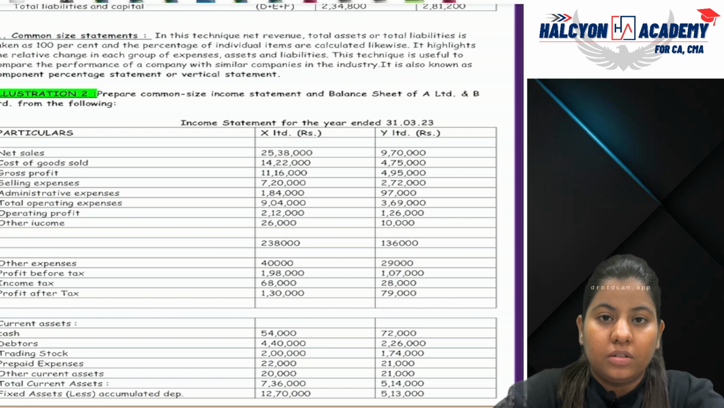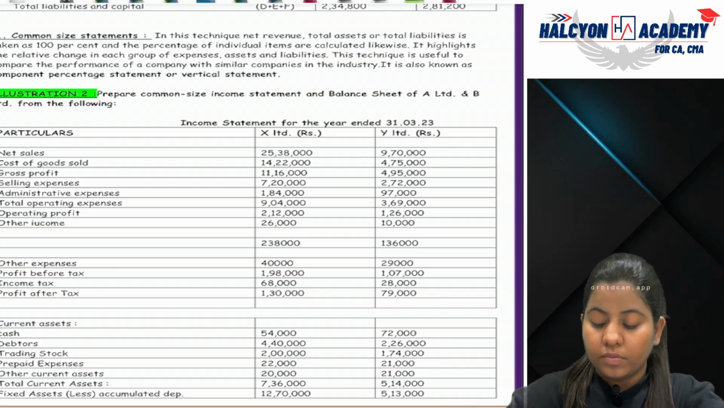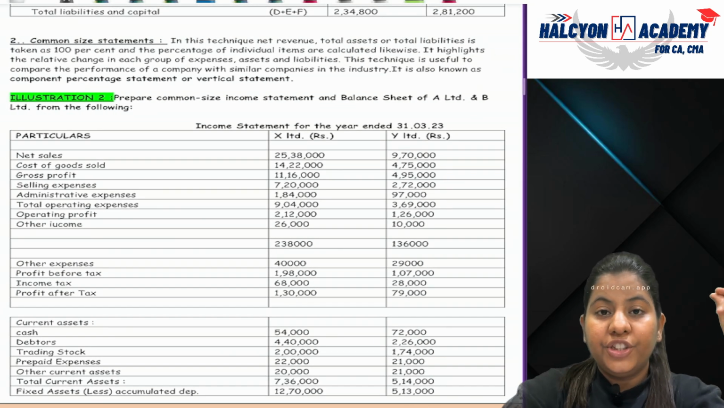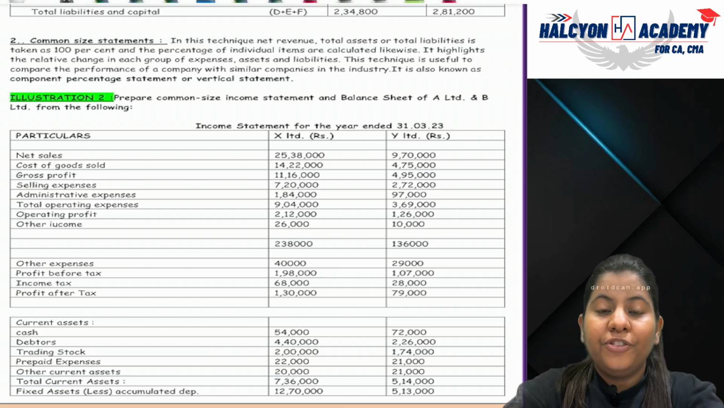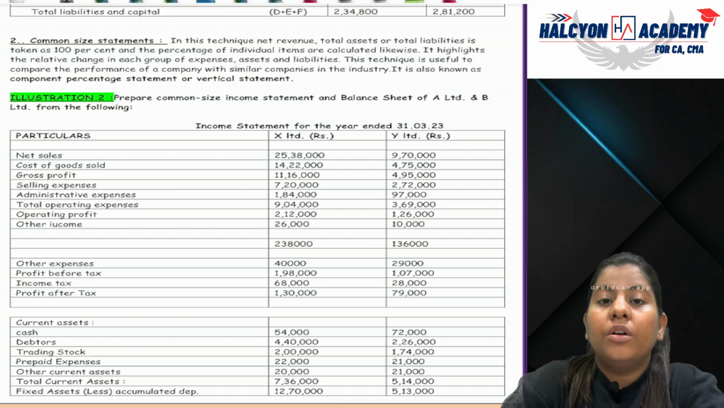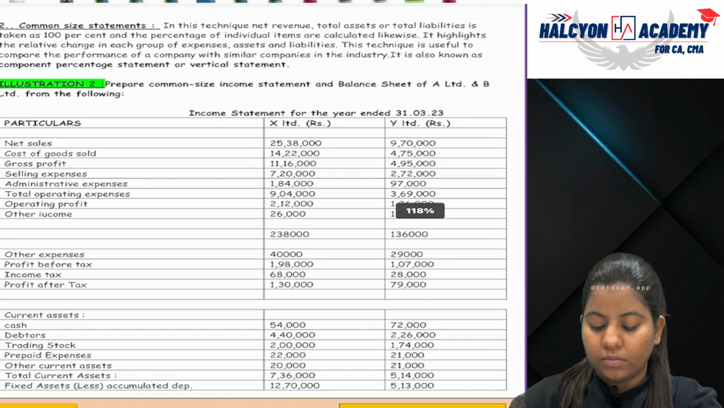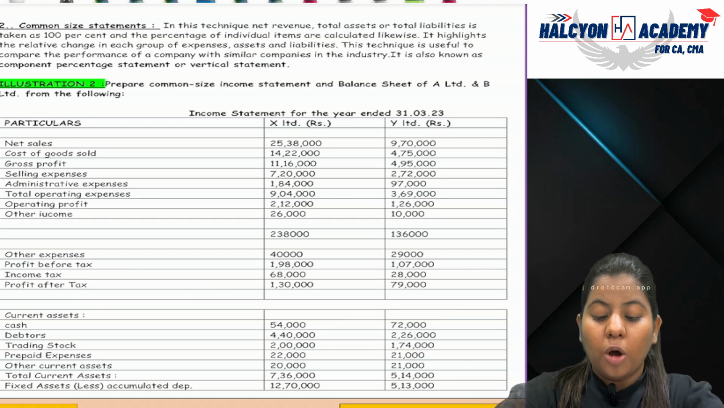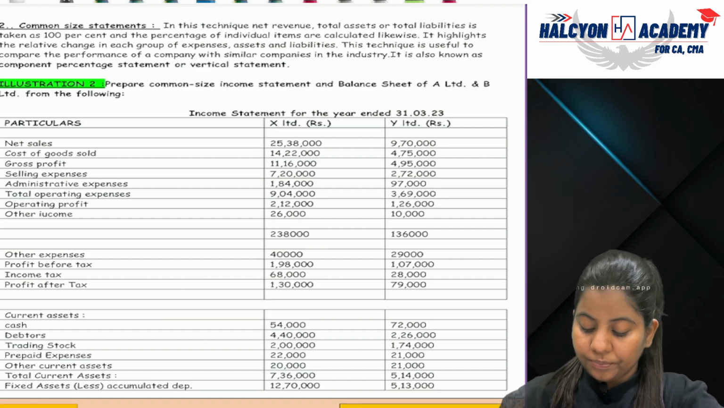So why do we compare? What is the reason for comparing? To find out whether we are efficient enough or not. So we compare our performance to see where we are lacking, if we are good or not. So comparison is necessary sometimes. So common size statements is all about comparison with some other organization.